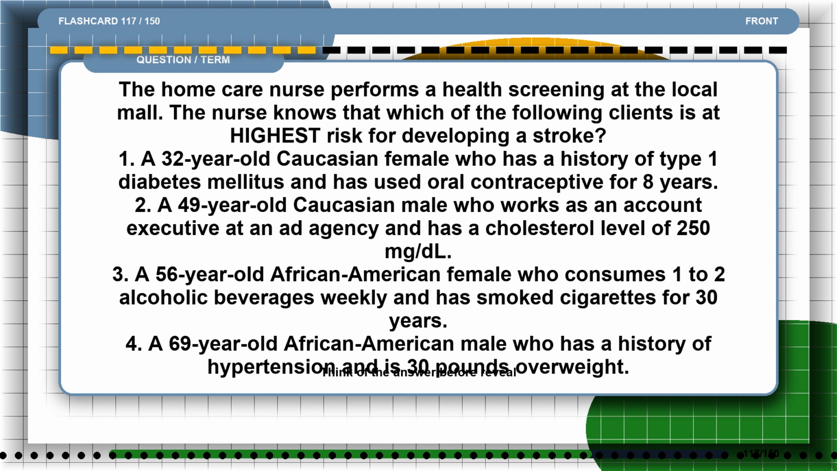3. A 56-year-old African-American female who consumes 1 to 2 alcoholic beverages weekly and has smoked cigarettes for 30 years. 4. A 69-year-old African-American male who has a history of hypertension and is 30 pounds overweight. Think of the answer before the reveal.